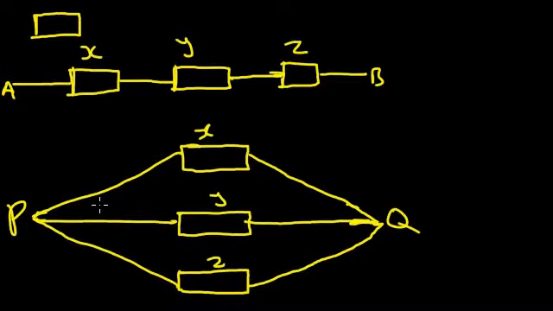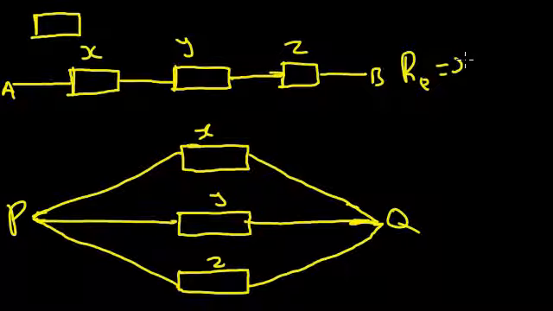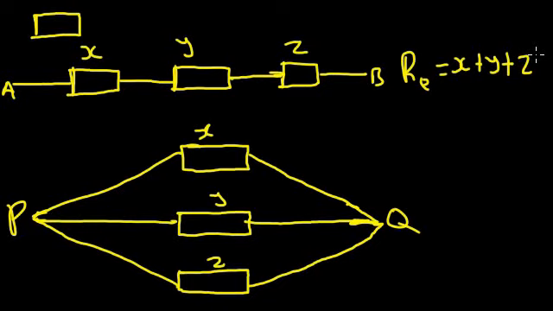For resistors in series, the equivalent resistance, R sub E, which is most often written that way, is simply equal to the sum of the individual resistances of the resistors. So that's X plus Y plus Z. So keep that in mind. For resistors arranged in series, their equivalent resistance is the sum of the individual resistances.